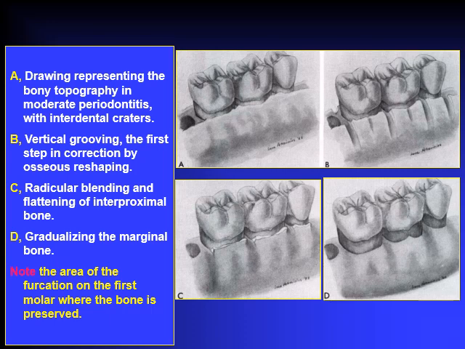Gradualization of the marginal bone over the roots, like we achieve this result in D. This is the end result without baring of the furcation or without excessive removal of the marginal bone. This is a healthy situation in D, where you see the interproximal bone is more coronal than the marginal bone or the facial bone or the lingual bone.